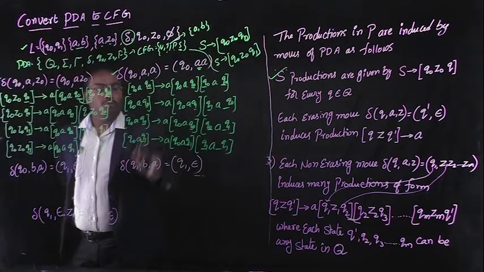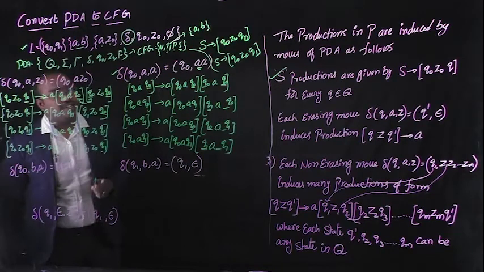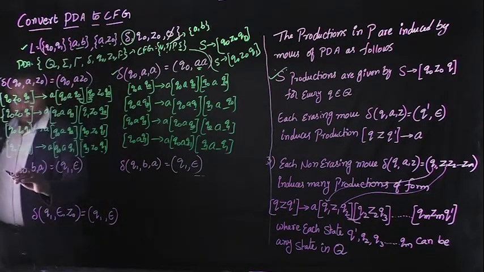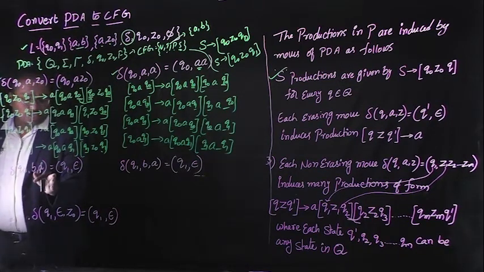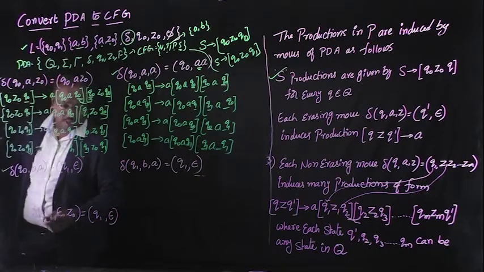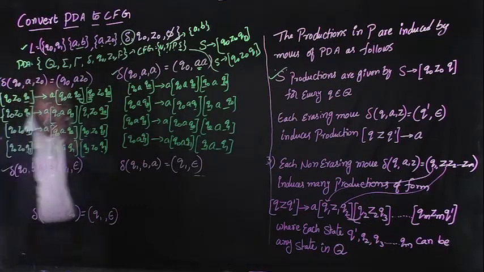So these are the four production rules for this transition function. Then next, what about the third one? Here, for this transition, delta(Q naught, B, A) equals (Q1, epsilon). So here we cannot push any elements onto the stack. Then how do we write the production rules for this grammar?